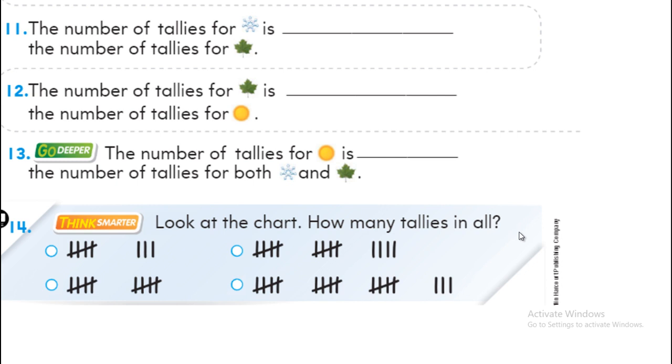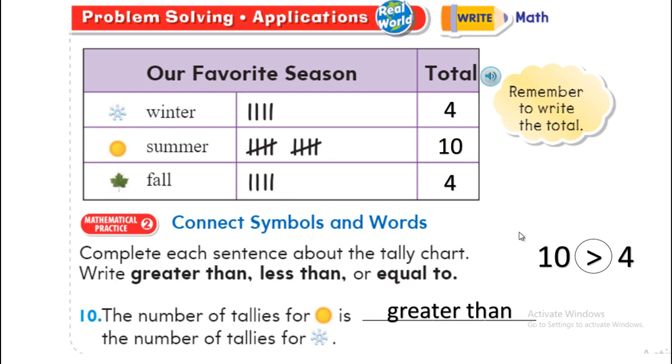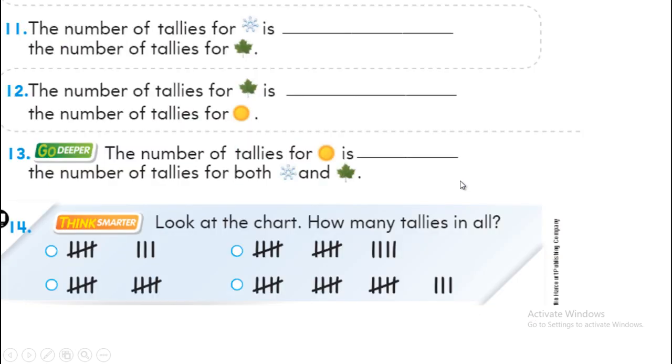The number of tallies for the winter blank the number of tallies for the fall. How many in the winter? How many in the fall? Winter 4, fall 4. So they are the same number. When they are the same number, we say 4 is equal to 4. So the number of tallies for winter is equal to the number of tallies for fall.